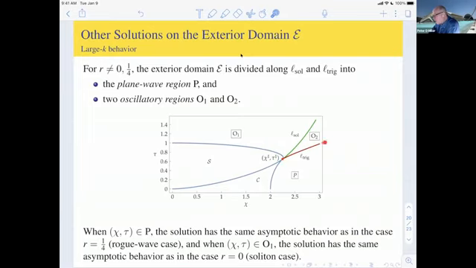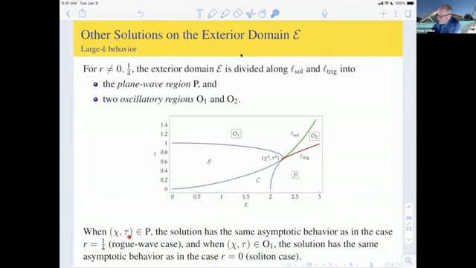That becomes important when we talk about the more general solutions over here, and you see that compared with the L sol. So for r not equal to 0 or a quarter, this exterior domain is divided along those two curves into the plane wave region P, which is below L trig over here. And then there are now two oscillatory regions, O1 and O2. You see them here.